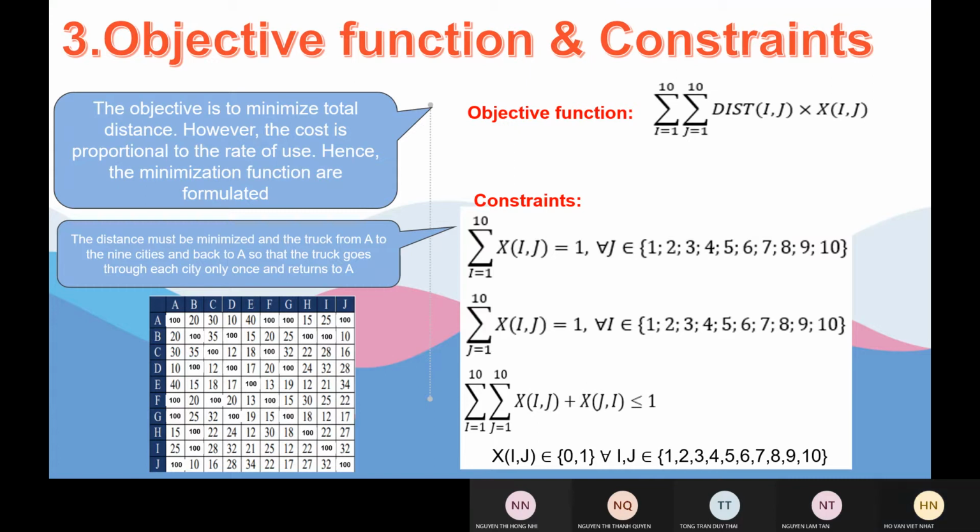Second, the truck will move from only one city to city j, so the sum of hij in one column is equal to 1. For example, if the truck moves from C to D, it means h35 is equal to 1 and the other hi5 are equal to 0. And the final constraint is, if the truck moves from city i to city j, it will not go back from city j to city i. So we have the constraint that hij plus hji is smaller than or equal to 1.